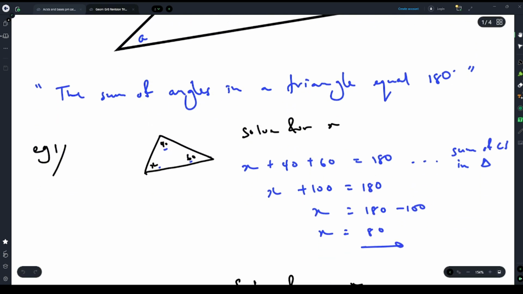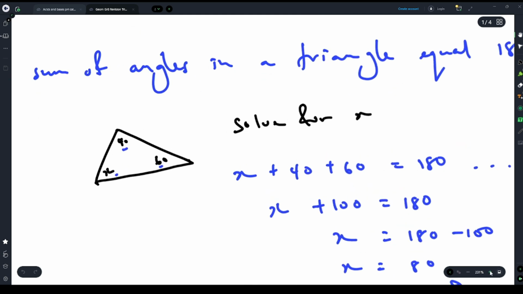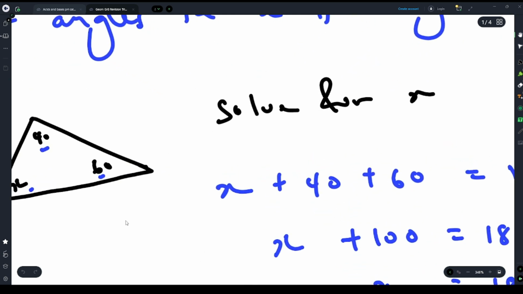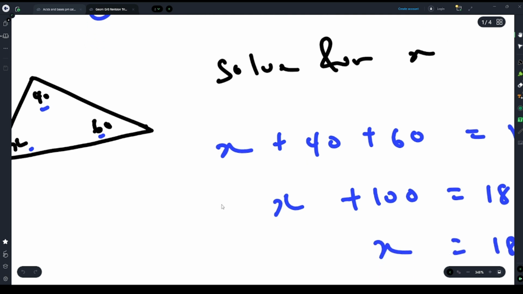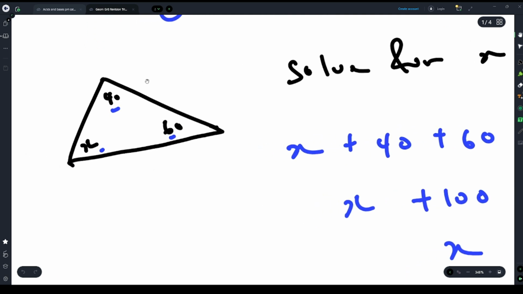When we look at the first example, let's just zoom into this example. We can see that we have a triangle drawn with the three angles, one an unknown x, another angle 40, and the third one is 60 degrees. And we want to solve for x, as the question states.